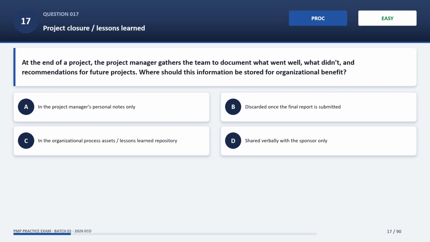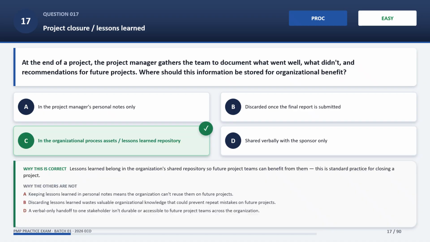The correct answer is C, in the Organizational Process Assets Lessons Learned repository. Lessons learned belong in the organization's shared repository, so future project teams can benefit from them. This is standard practice for closing a project. Now, why the other options are wrong?